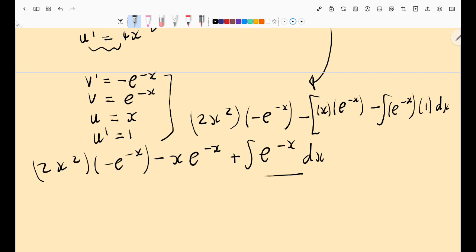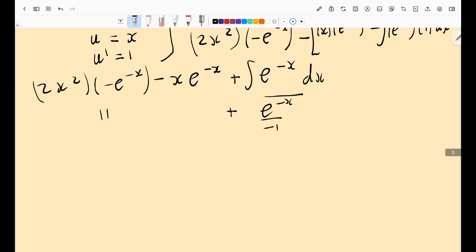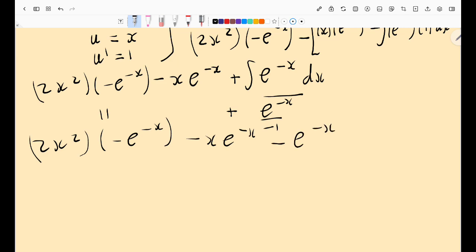To be able to integrate this, I just use the basic rule of integration. So I'll just have the same thing here, plus e to the power of negative x over negative 1, right? So to get to the final answer, it's going to be negative x e to the power of negative x, right, minus e to the power of negative x plus c.